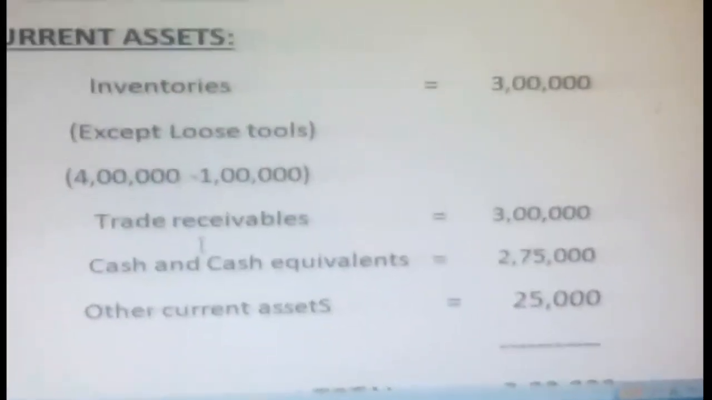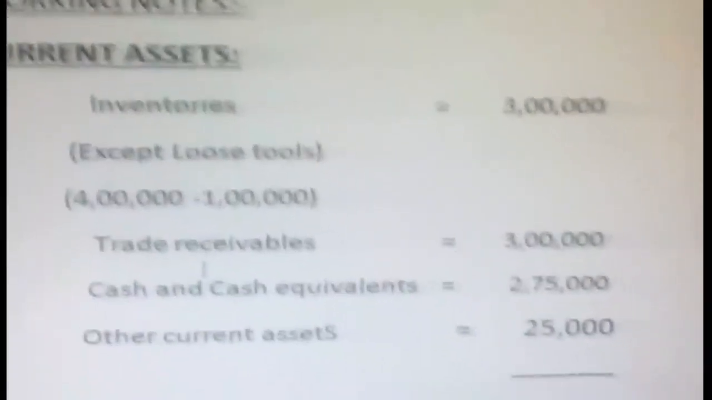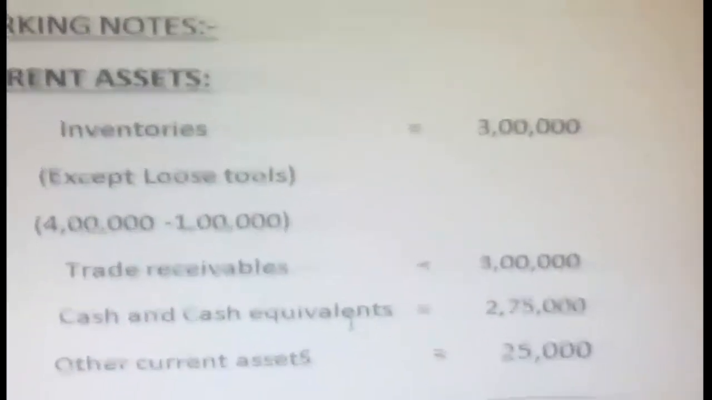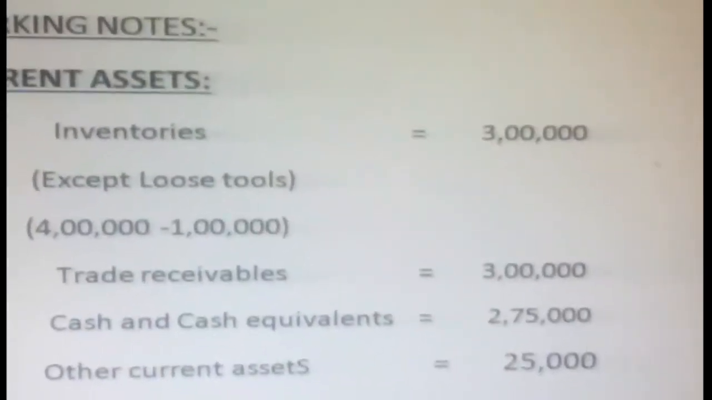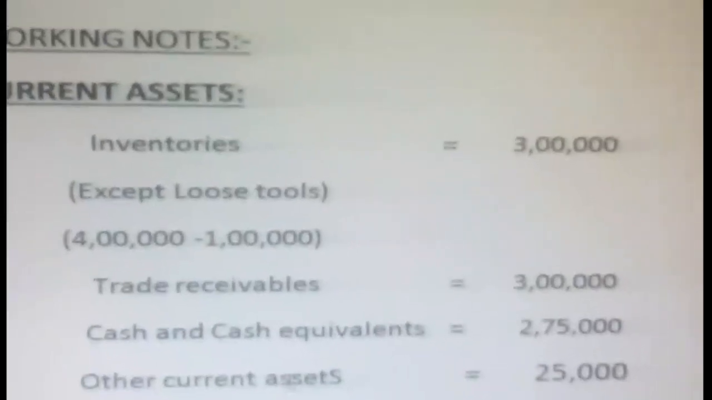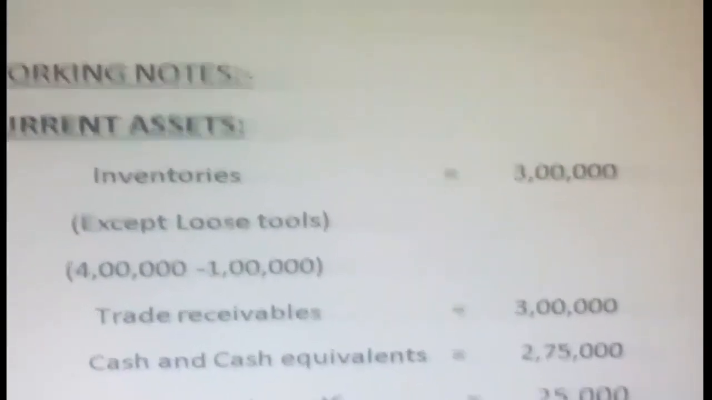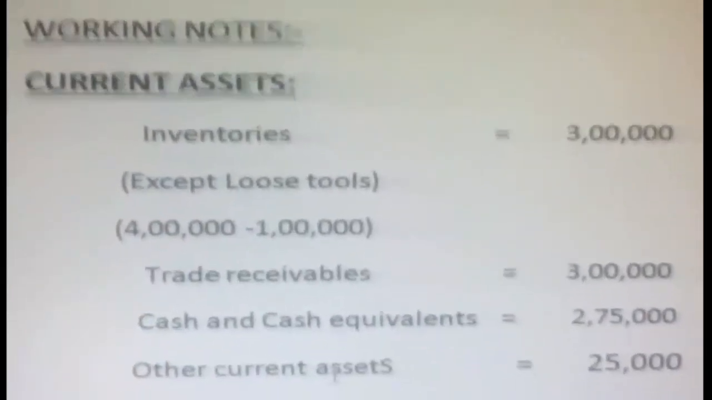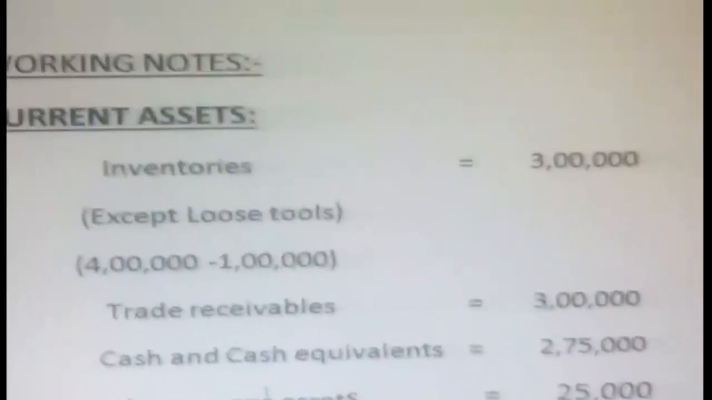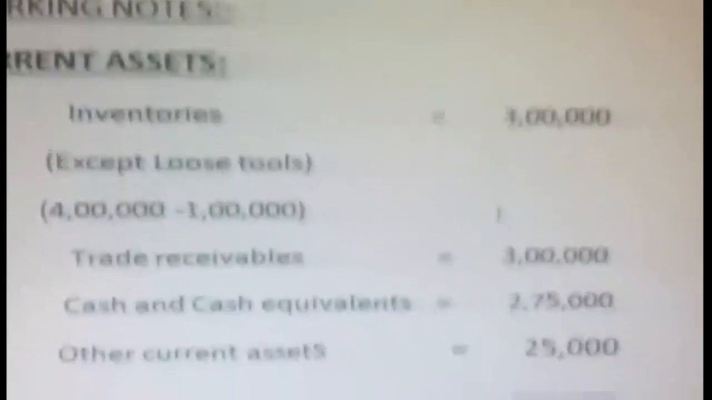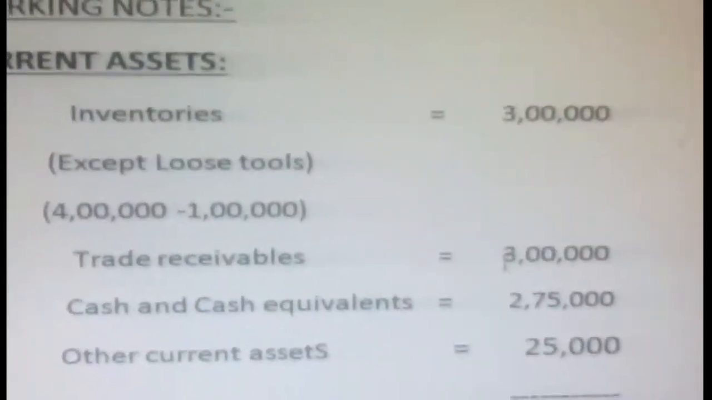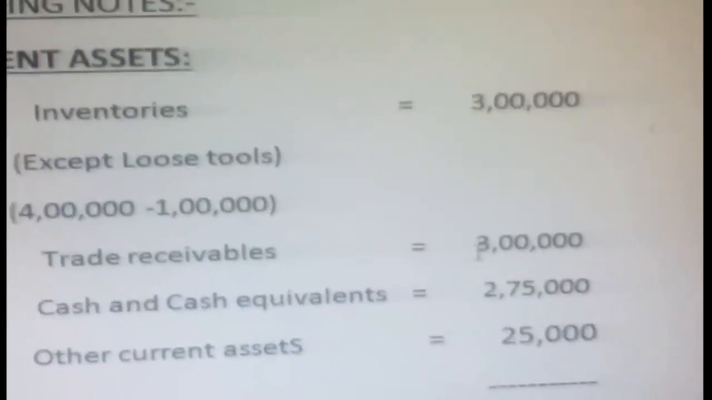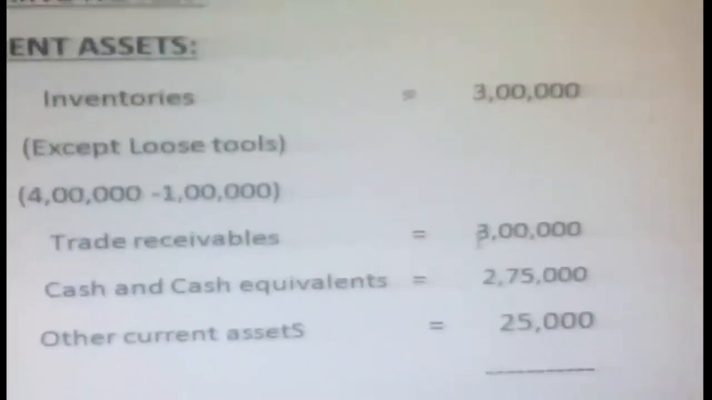You see how I have done it. Whenever there are more current assets, you write like this, in a vertical format. See, inventory is 3 lakhs. How did it become 3 lakhs? We have to relate loose tools. Loose tools come under assets, so from the 4 lakhs we deduct 1 lakh of loose tools, giving 3 lakhs. Then trade receivables 3 lakhs and cash equivalents 2 lakh 75, sorry. Then other current assets 25,000.